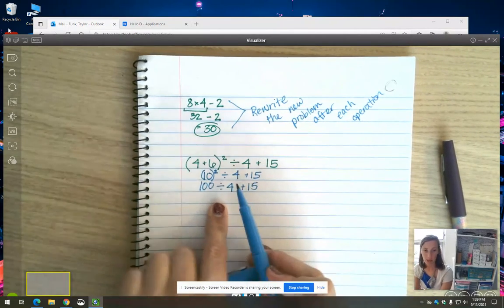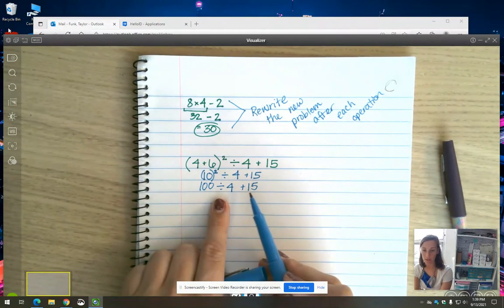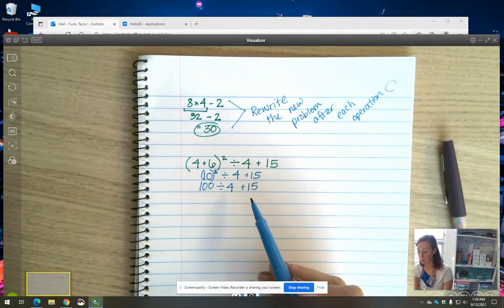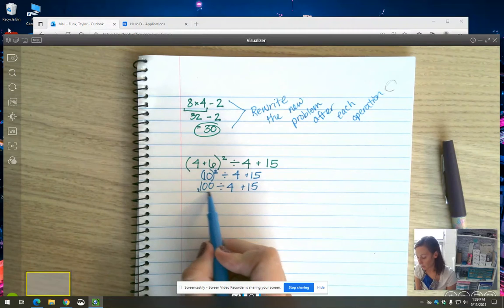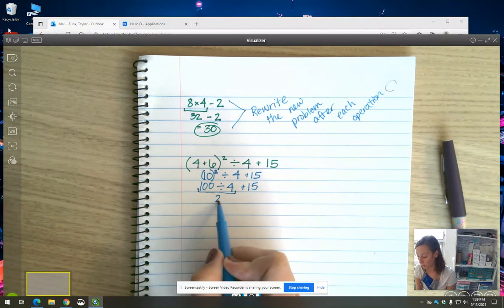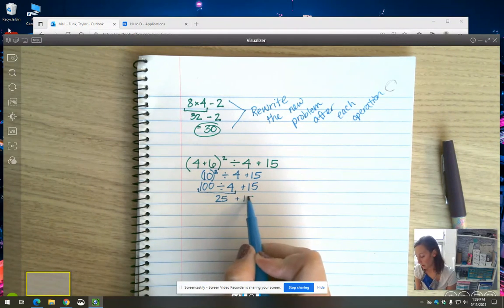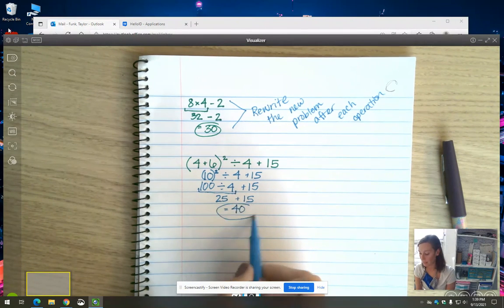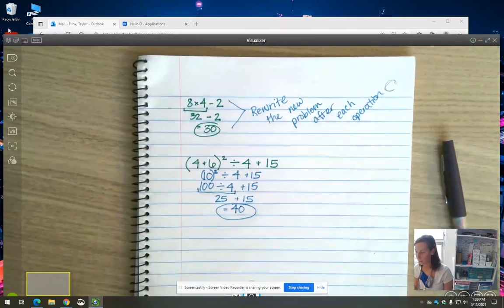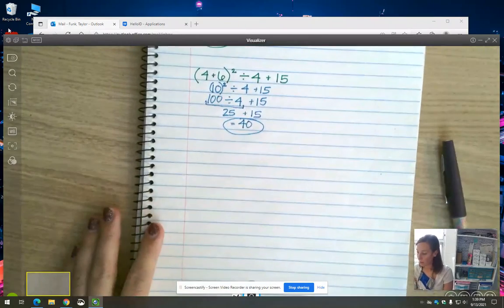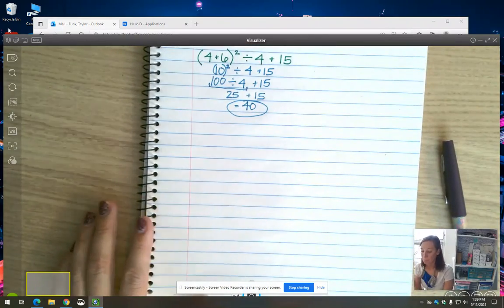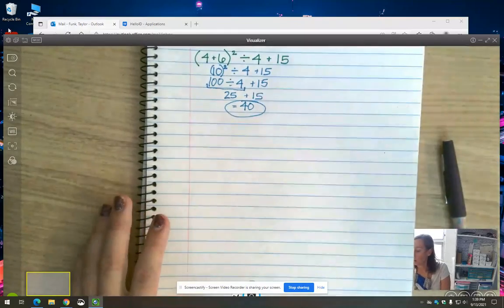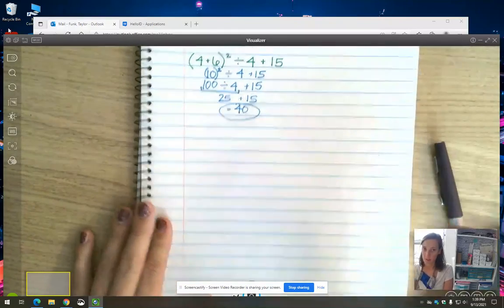Okay, last we have division left and addition left. So we did parentheses, exponents, now multiplication or division. We have division, so we do that next. 100 divided by 4 is 25. And then last we get to addition. 25 plus 15 is 40. Okay, let's do one more, and then we'll check it.